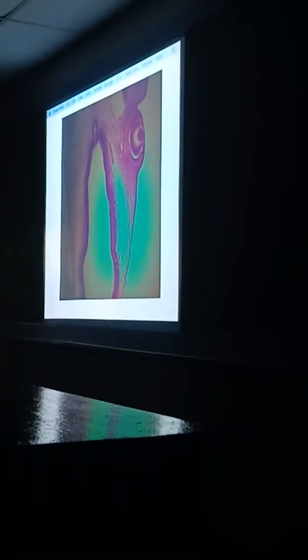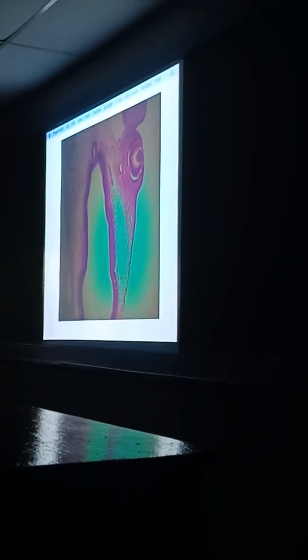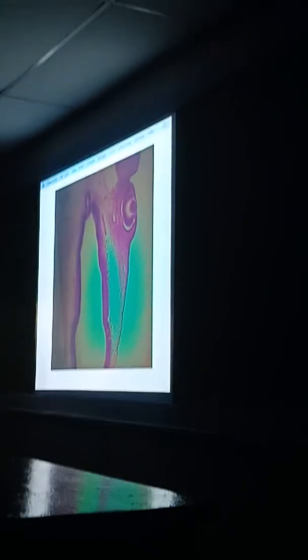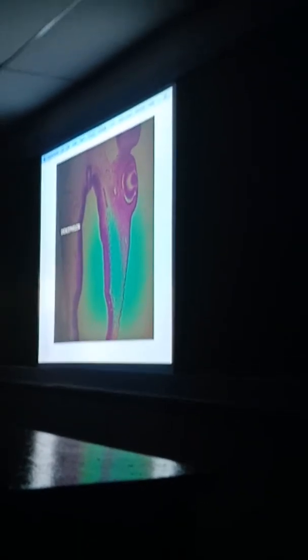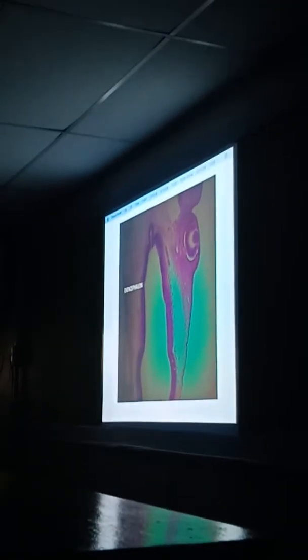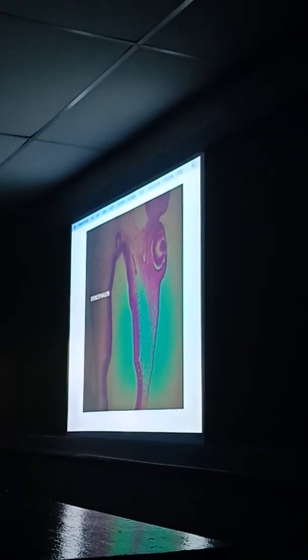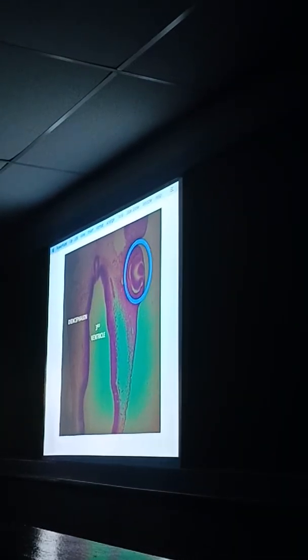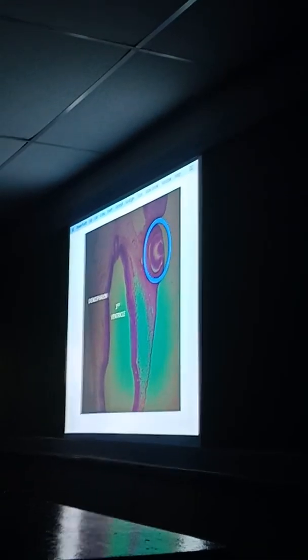So if you could still remember, we are at what level? Diencephalon. Very good. This is your diencephalon. What is that cavity at the diencephalon? Third ventricle. Okay. So can you identify the circle structure?